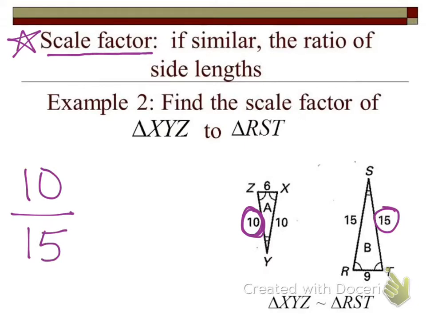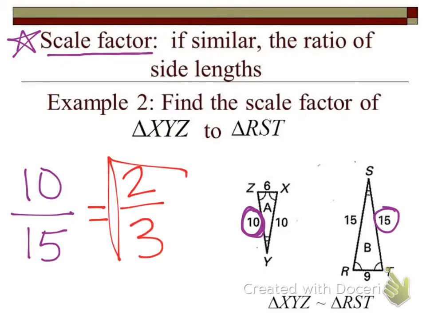So that is the scale factor. Now, we always reduce when possible. Can we reduce this one? Yeah, 5 goes into both of them. What's 10 divided by 5? 10 divided by 5. What you got? 2. What's 15 divided by 5? 3. So this is the scale factor.